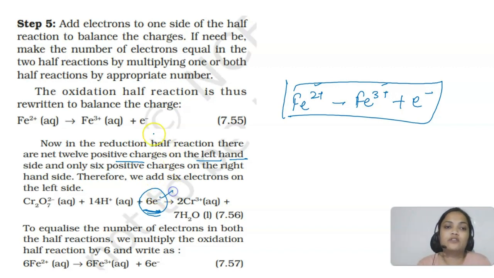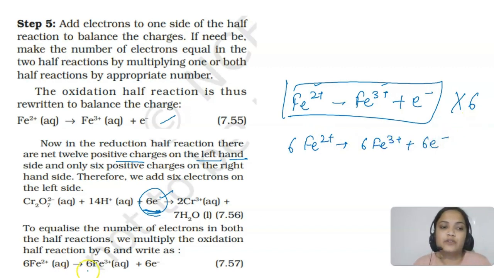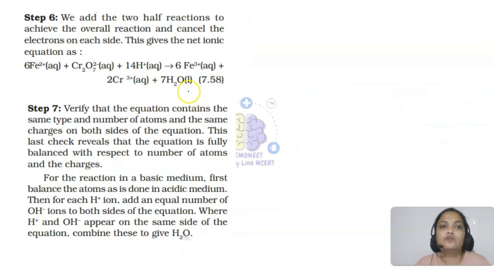Now the next step is you need to equalize the number of electrons. Here you have 6 electrons, here you have 1. So you have to multiply this equation by 6. So it will become 6 Fe2+ gives 6 Fe3+ plus 6 electrons. Now that you have equalized the number of electrons, you have to add. The electrons will get cancelled and you will get the balanced equation. Next you have to verify that the equation contains the same type and number of atoms and the same charges on both the sides.